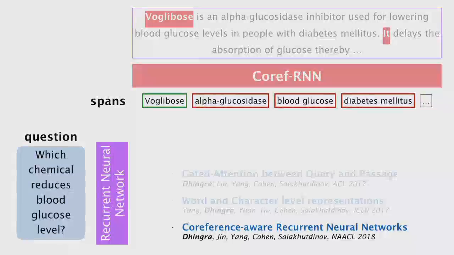Lastly, notice that essentially we want to learn span representations here, but often the information that we want about a span may not be in a very local context around that span. It may be pretty far away in the passage. And this happens a lot when there is co-reference in the document. So here we have the chemical Vogel-Bose, but there is more information about it further away using the co-referent mention "it". So to deal with these sort of phenomena, we introduced a co-reference aware recurrent neural network, which aggregates the information around all the different mentions of the same concept to build better span representations.